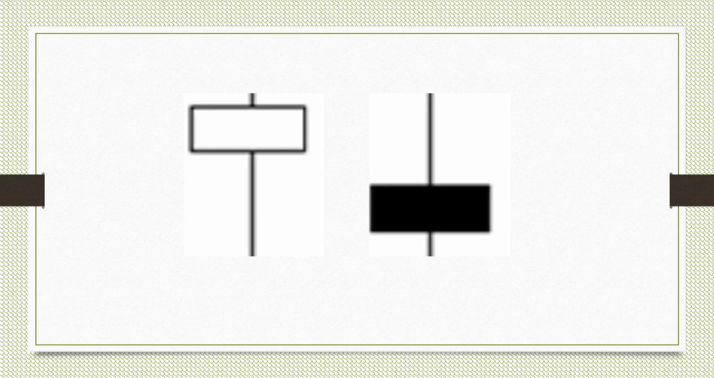This is also a candlestick. This is also a bullish candle. This is also a bearish candle. This is the opening price for a bullish candle. This is the closing price. This is the highest point price went to, and this is the lowest point price went to. Now for a bearish candle, this is the opening price, and this is the closing price.